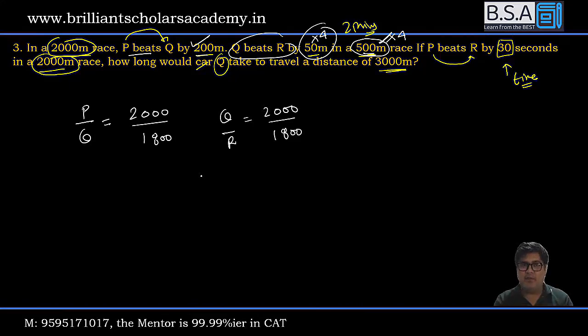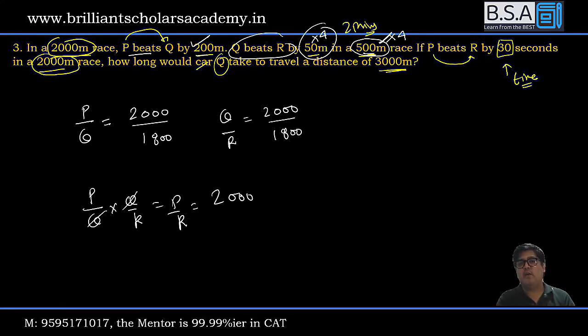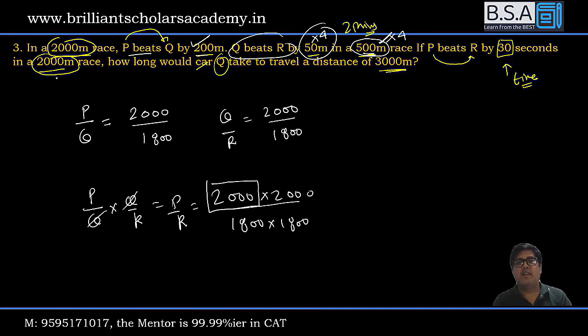Can I combine both? P upon Q into Q upon R gives me P upon R, which will be 2000 into 2000 divided by 1800 into 1800. Now I will not cancel this. Why? Because 2000 meters is the race between P and R. I will not cancel this. The rest, 0, 0, 0, 0 gone. One more 0 gone. This is 9 times.